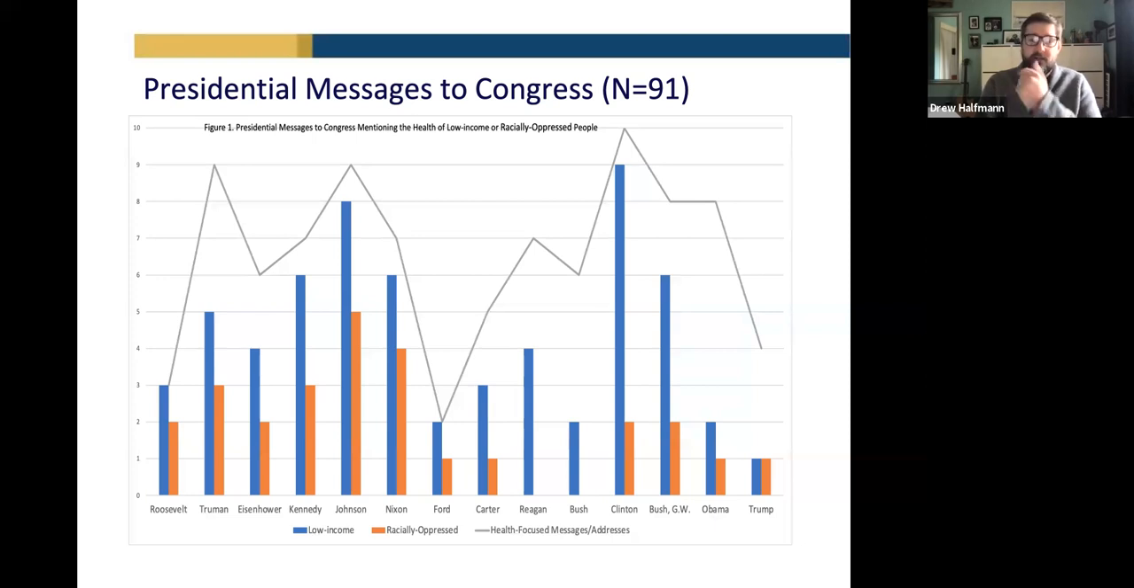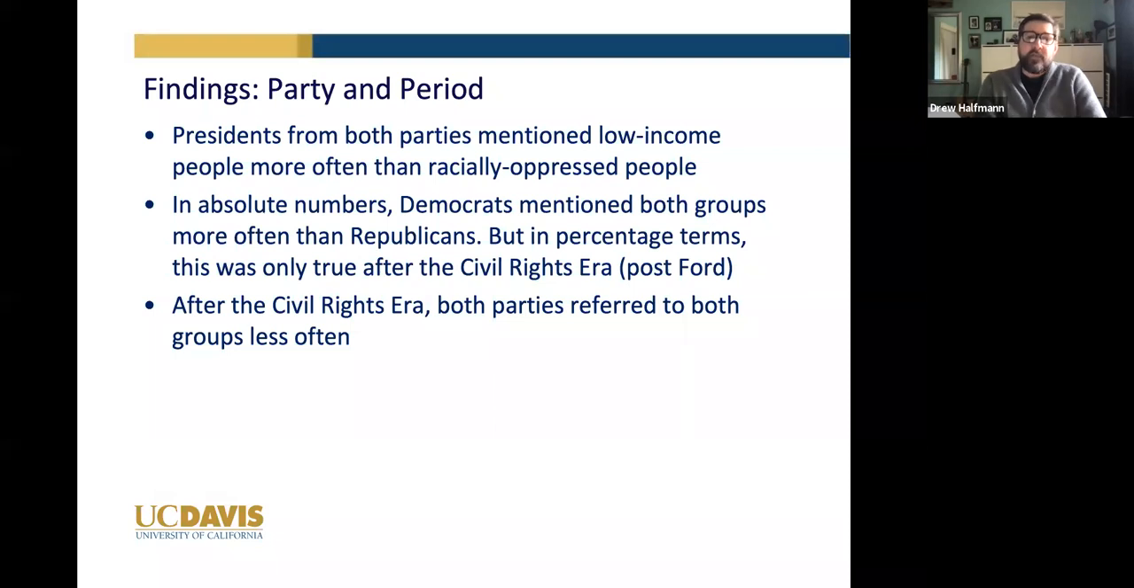I'll talk about the partisan differences in a later slide. But it's notable to me, at least, that Clinton makes the most references to low-income people, along with George W. Bush, which I found pretty interesting. Okay, on we go. In terms of the party and period effects, presidents from both parties mention low-income people more often than racially oppressed people. In absolute numbers, the Democrats mentioned both groups more often than did Republicans.